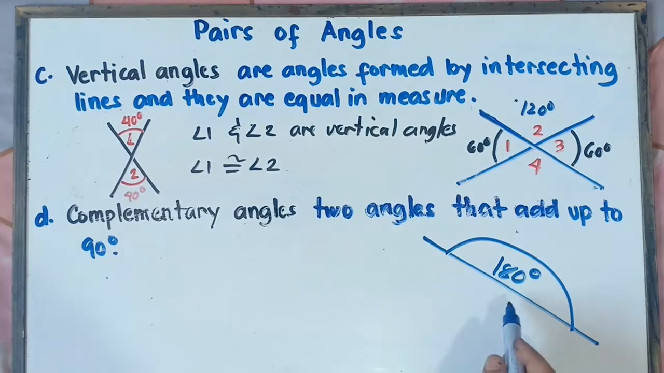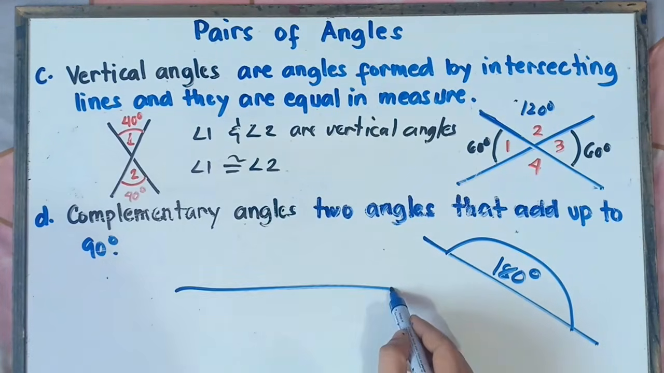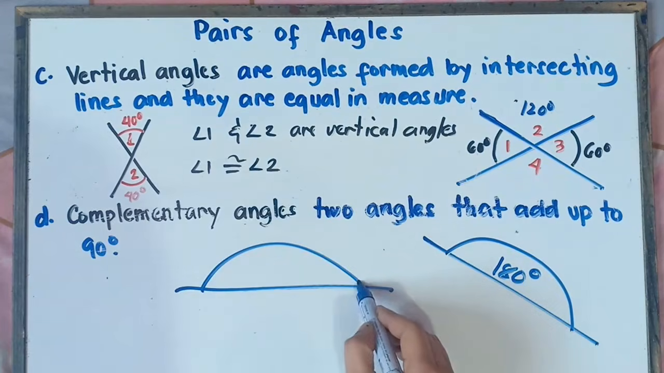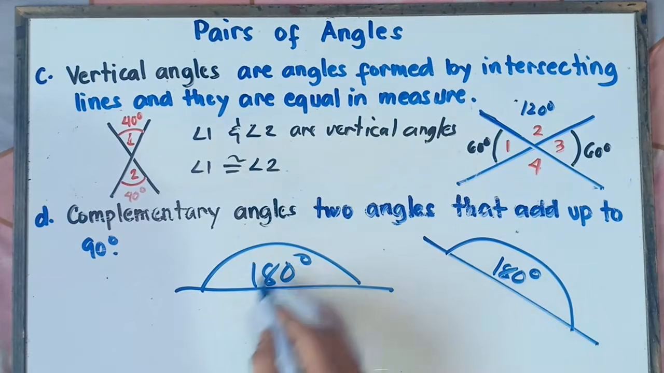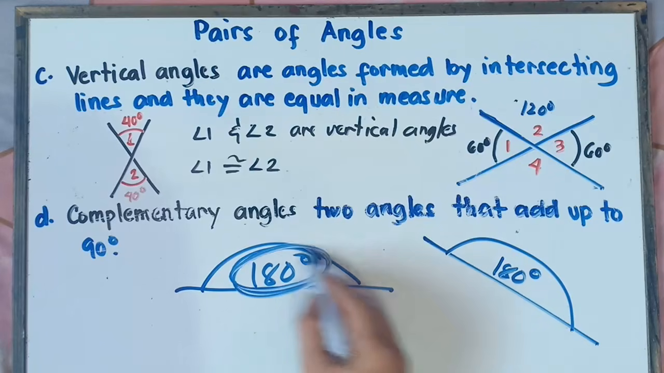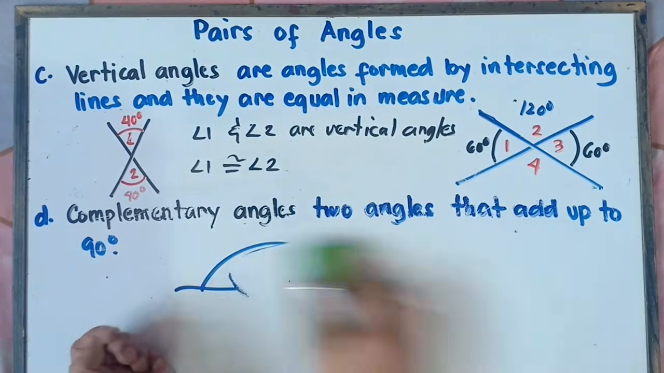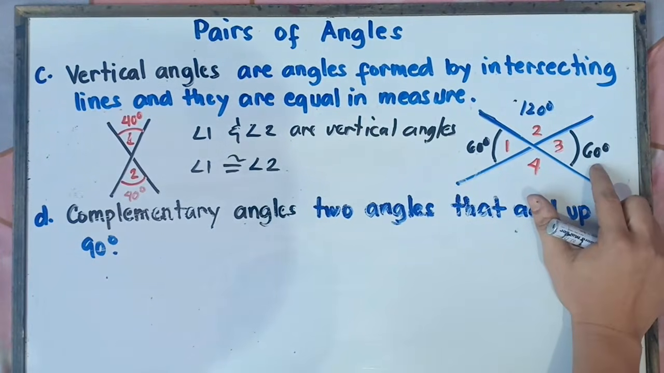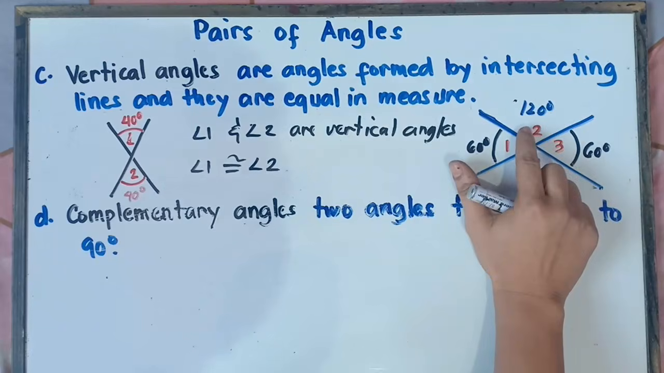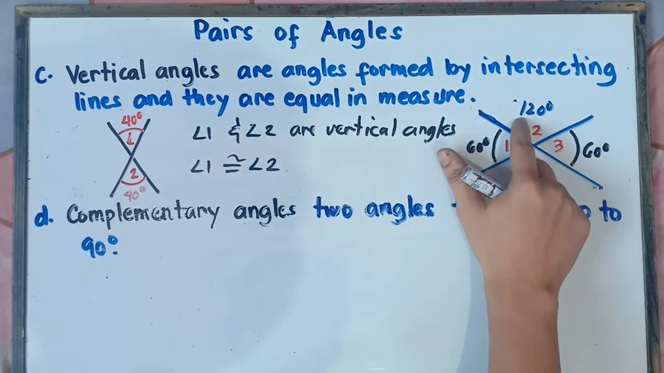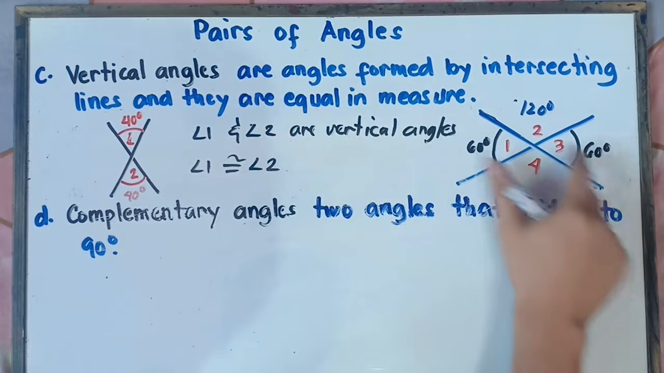You had this during your grade 7. If you have a straight line, you can form a straight angle, and a straight angle is always 180 degrees. Since this is 60, therefore we know that angle 2 should be 120 degrees, because 120 plus 60 is 180, right?